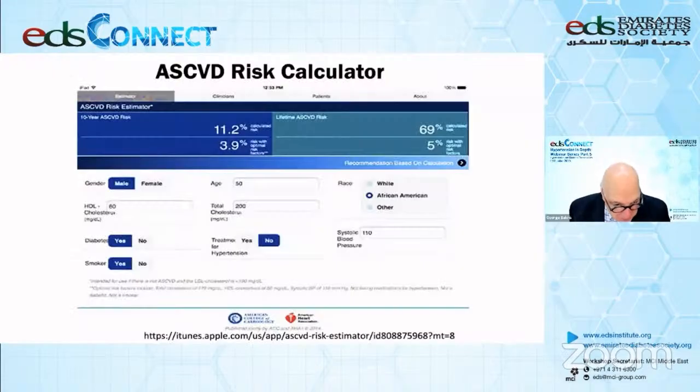And there is a risk calculator, which you can download for your phone. This is an example. And especially for younger patients, you can really help them achieve their goal by showing them the benefits of doing what you're telling them to do.